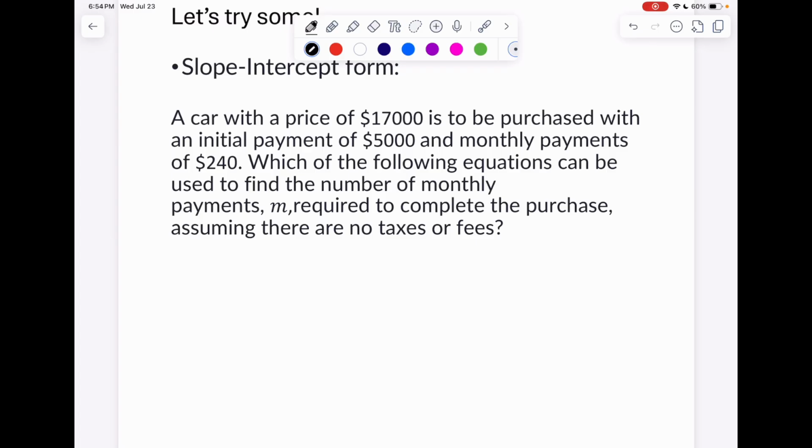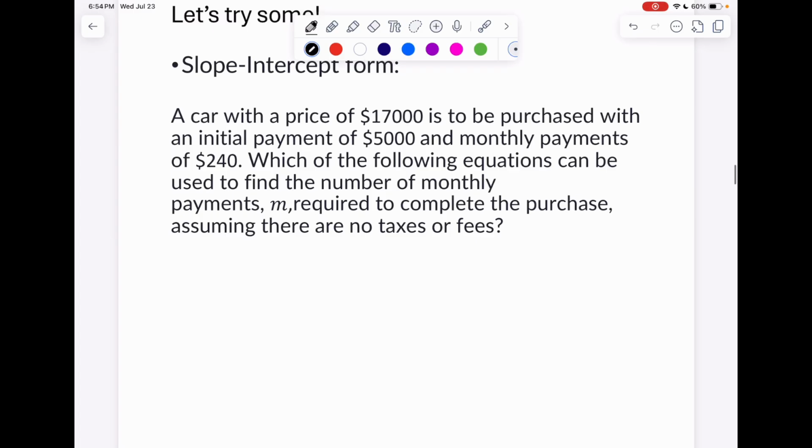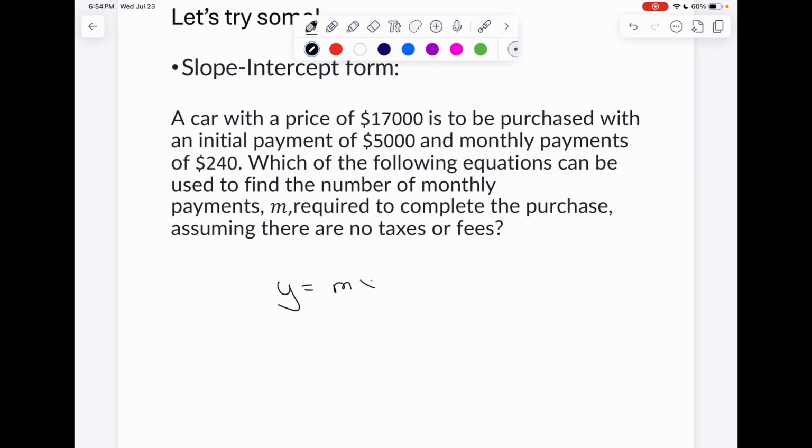This is really great for slope-intercept form, y equals mx plus b form, because we have a certain amount that we paid initially. We have an initial payment of $5,000. That's our starting point. That's our baseline. That's going to go in for our y-intercept. We also have something that varies, meaning every month, the more months I do, the more money I add. There's an amount of money that's tied to a variable number of months. That's our slope. This is how much we pay for each month.